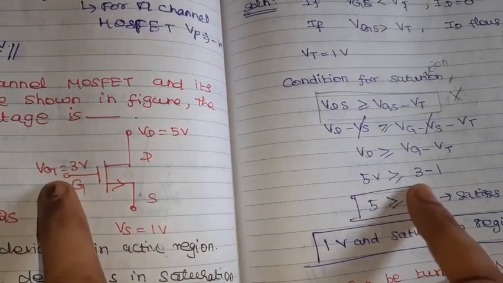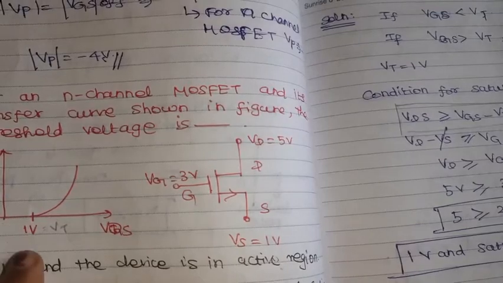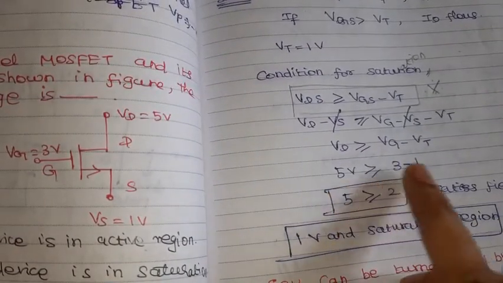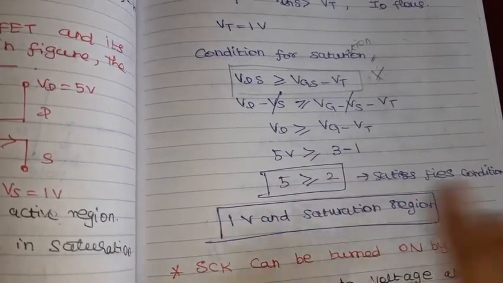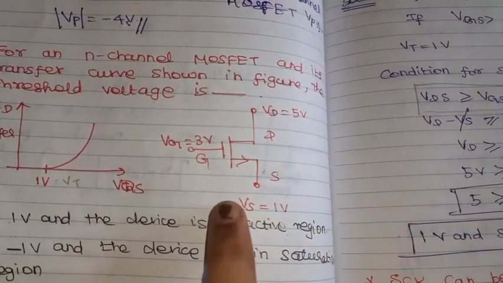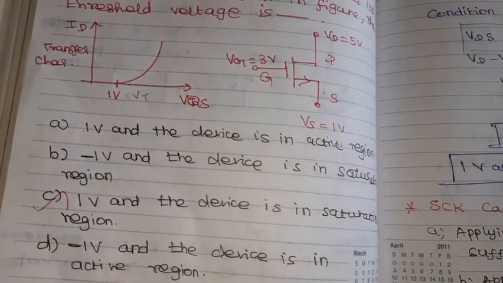Vg is 3 volt. What is Vt? Vt is equal to 1 volt. So automatically 3 minus 1 is 2. 5 is greater than or equal to 2. So this satisfies the condition. So this N-channel MOSFET is in the saturation region. So what is the threshold voltage? 1 volt and the device is in saturation region is the right option.